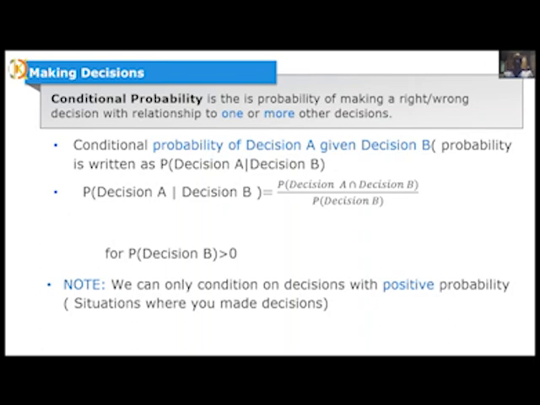So we only condition on decisions with positive probability, situations where you make decisions. If you do not make a decision initially, then you cannot condition on that because there is no other decision you can relate to.